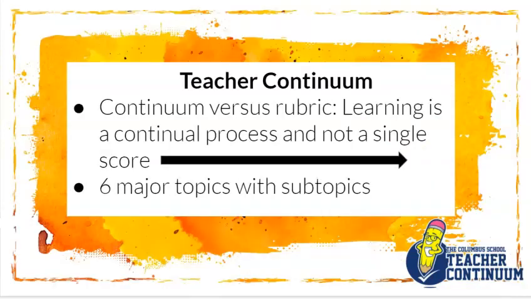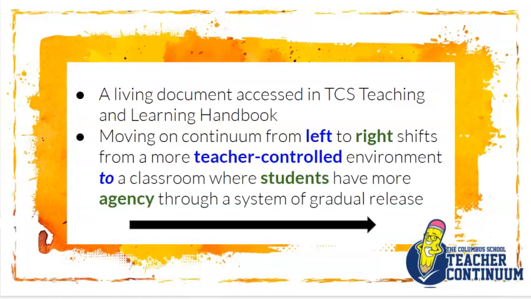The Teacher Continuum has 6 major topics, with various subtopics allowing for reflection on different points. The goal in all of the major topics of the Teacher Continuum is to create environments where students have more agency. The arrows on each of the topics indicate a shift from left to right, moving from a more teacher-controlled environment to a classroom where students have more agency. This is done through a system of gradual release. The full document of the Teacher Continuum can be found in the TCS Teaching and Learning Handbook.